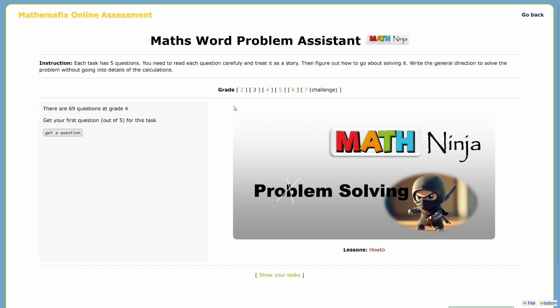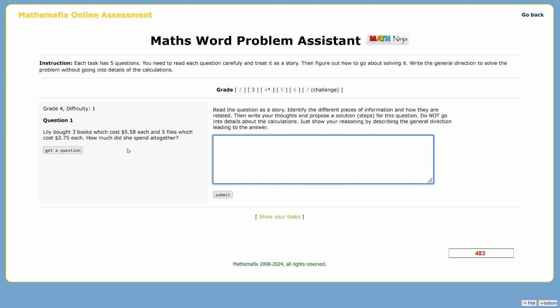Alright, here you have the grade from 2 to 7. We'll try something simple at year 4. Okay, so as a student, you click on year 4 and then you will get a question. Now, each of the tasks you have to do 5 questions. So we'll get the first one. Okay, now you have grade 4. The difficulty level is 1, so it's really easy.